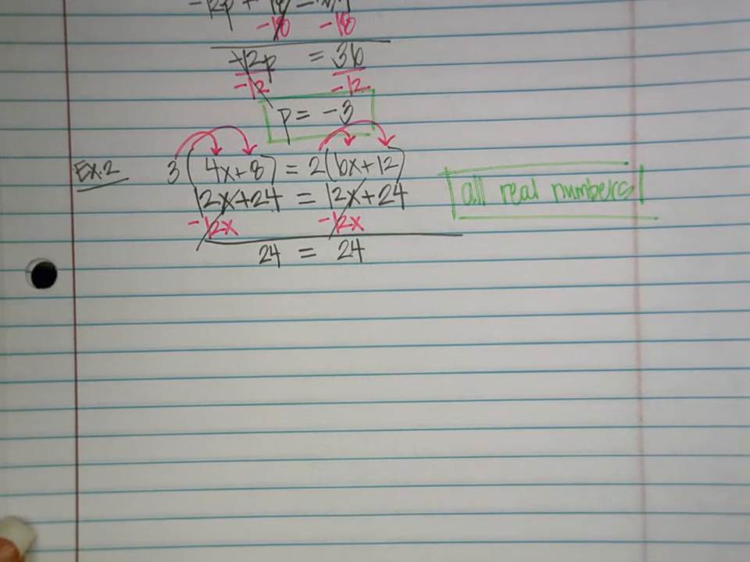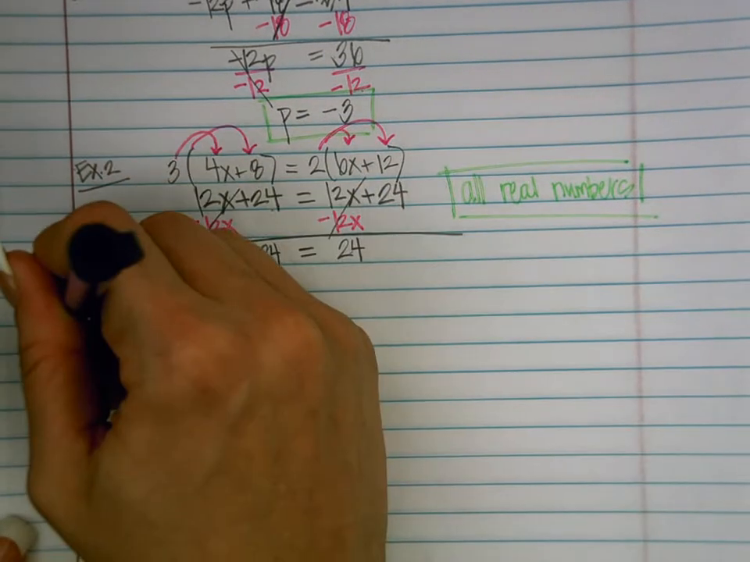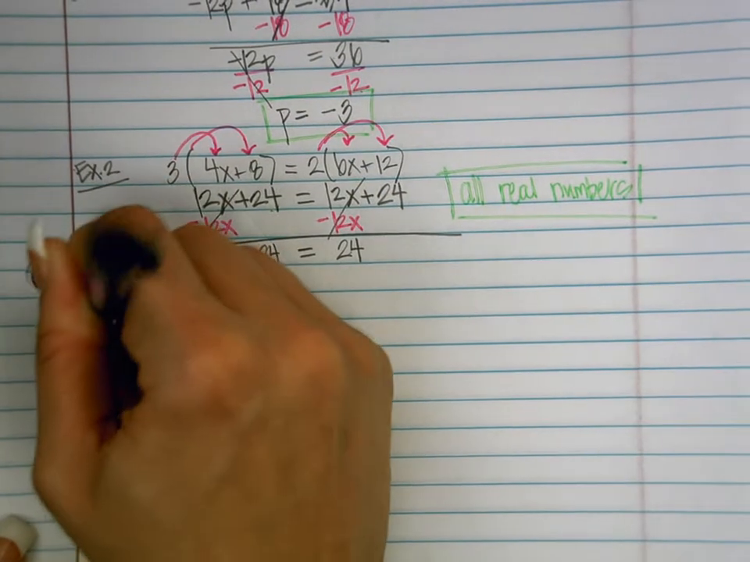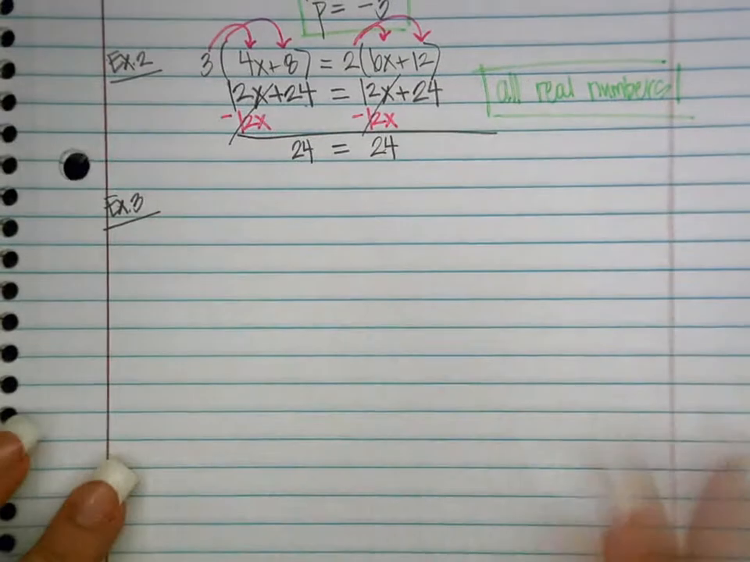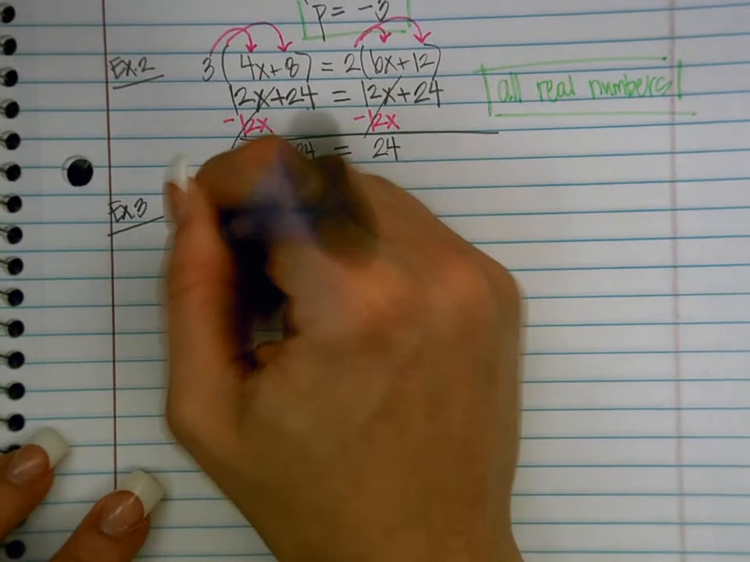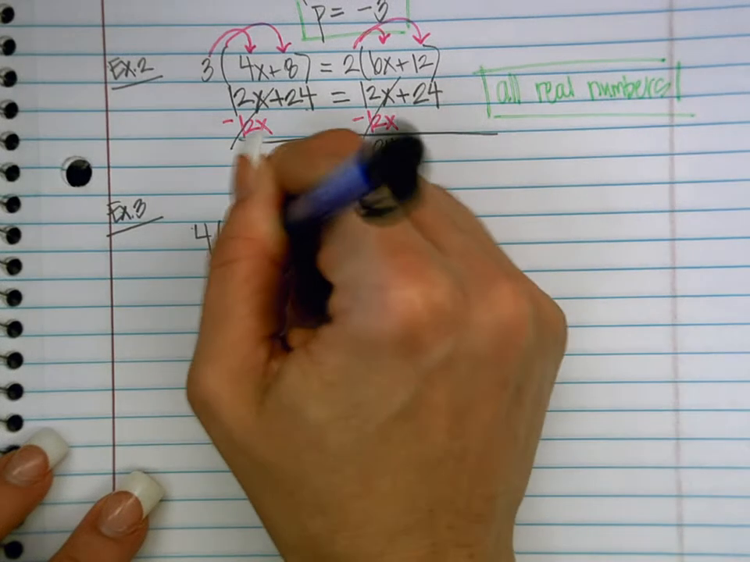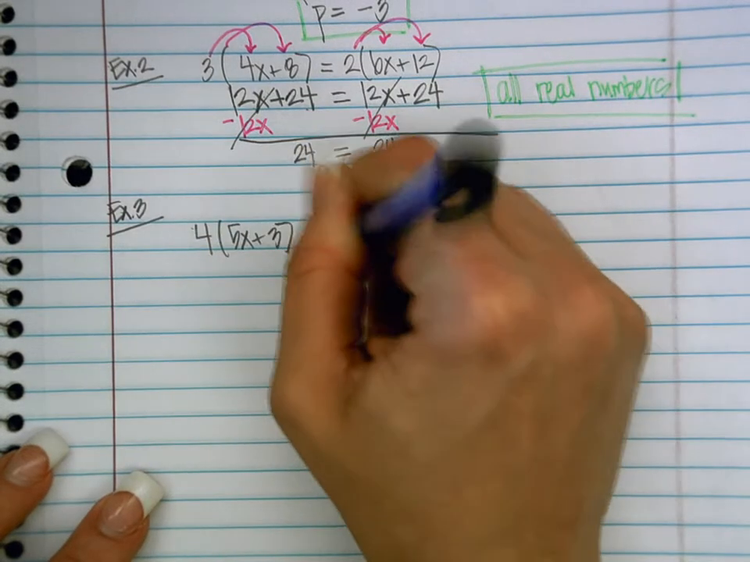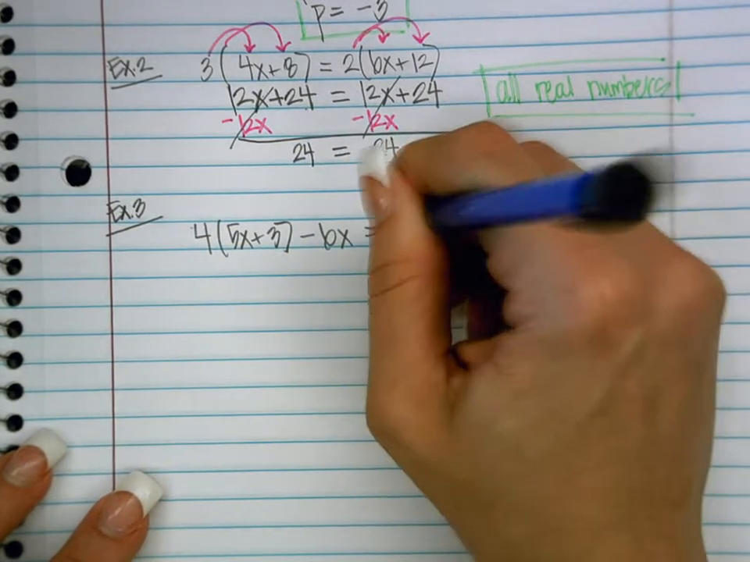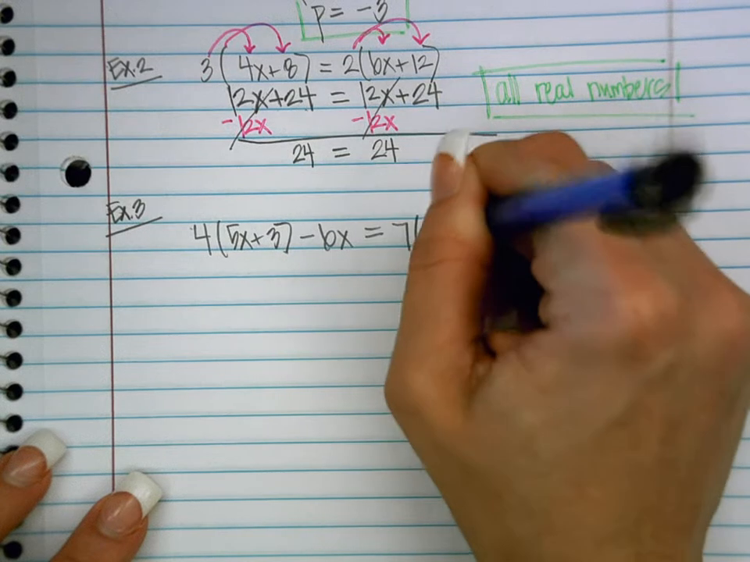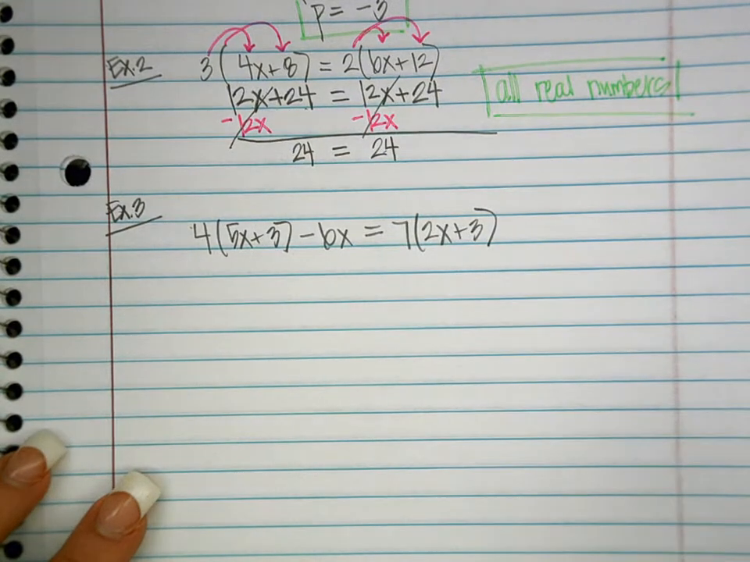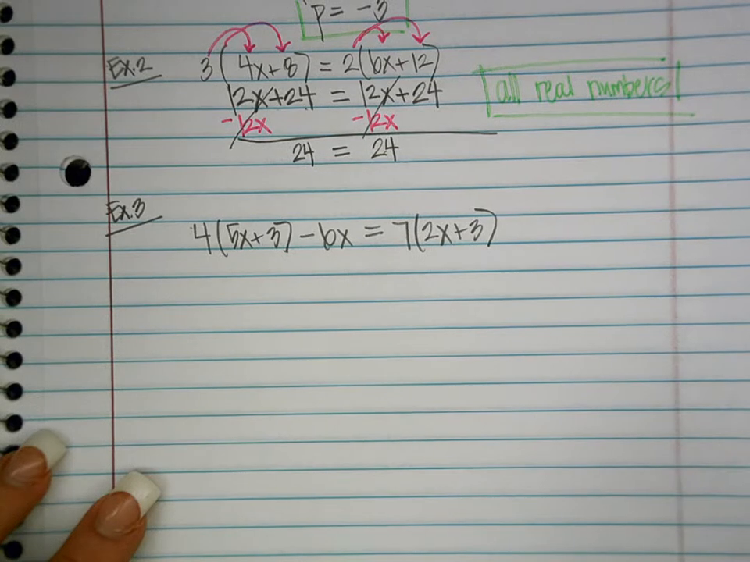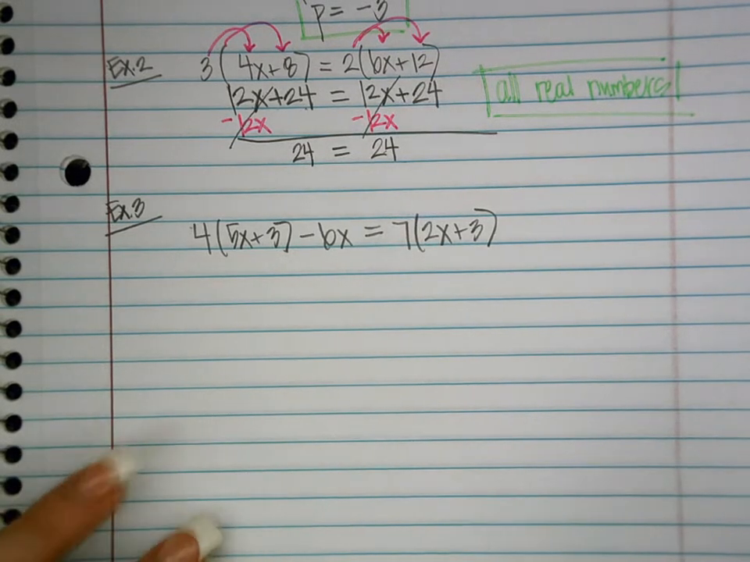So what we're going to look at today are some special kinds of equations. The next one I'd like you to try is example 3. 4 times (5x plus 3 minus 6x) equals 7 times (2x plus 3).